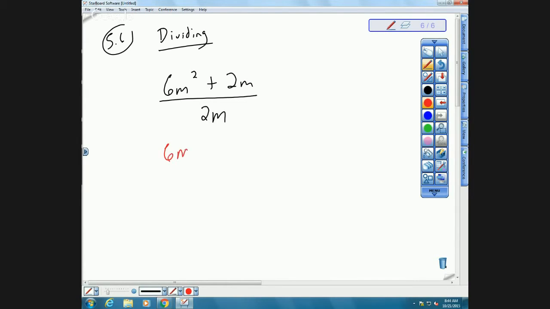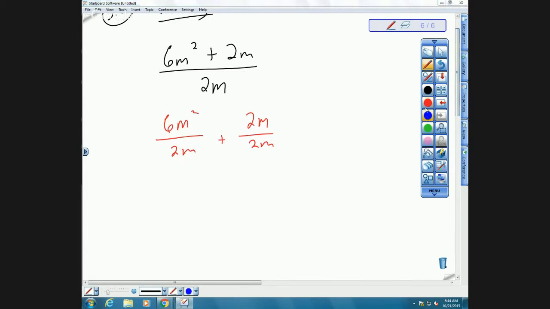So I'm going to do 6m squared divided by 2m, and I'm going to do 2m divided by 2m. So I've got to divide each of these by the bottom. And then you can just go and simplify each of these. 6 divided by 2 is 3. 2m's on top, 1 on the bottom, so that leaves me with 1. Over here, 2 divided by 2 is 1. M on top, M on bottom, they cancel out.